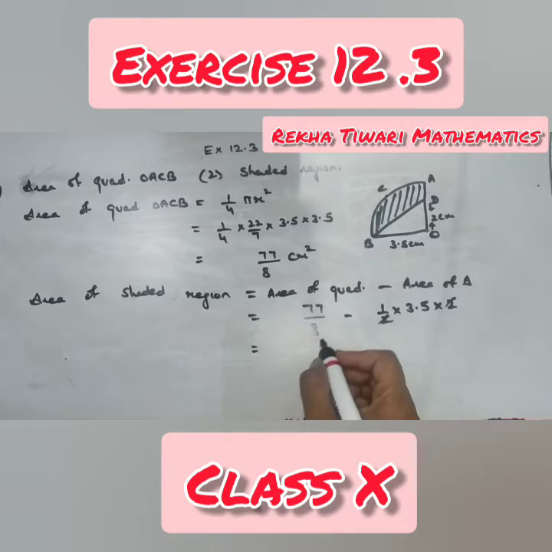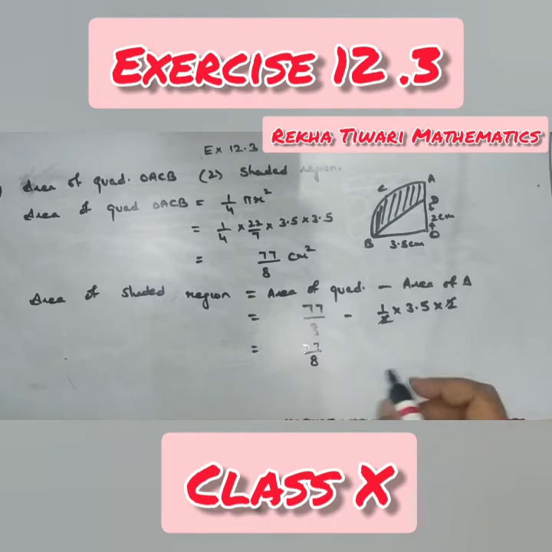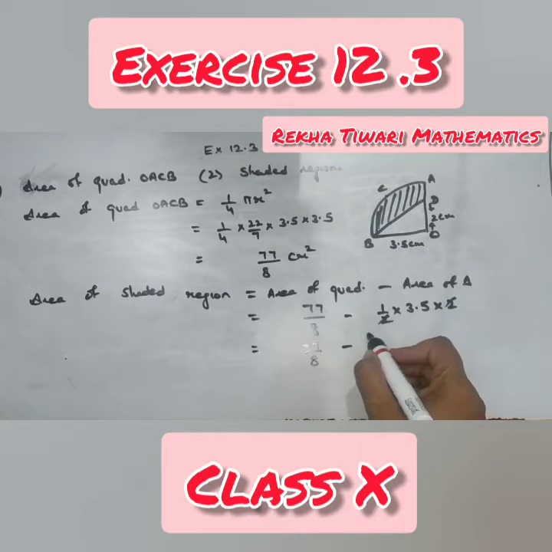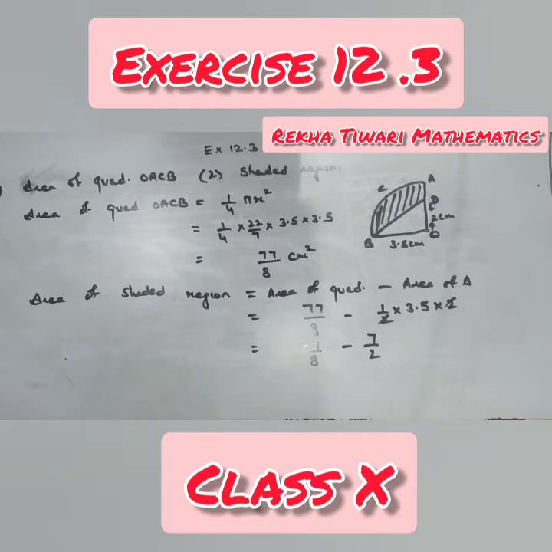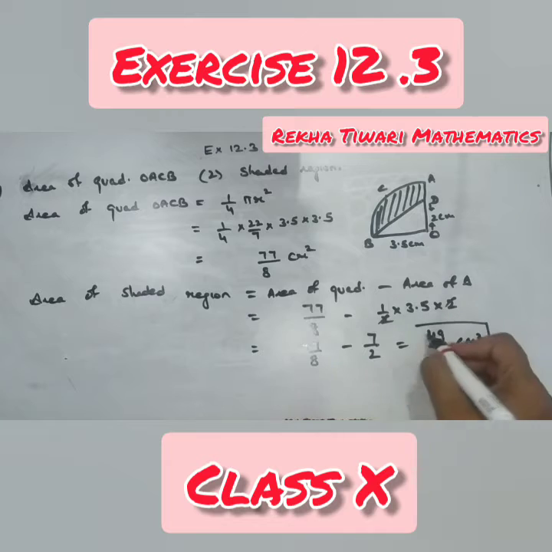And when you solve this, this is 77 by 8 minus 35 by 10. When you calculate it, it comes out to be 7 by 2 if you do in fraction. And the answer is 49 by 8 centimeter square. Okay, you can find your answer in decimals also. Move to question number 13.